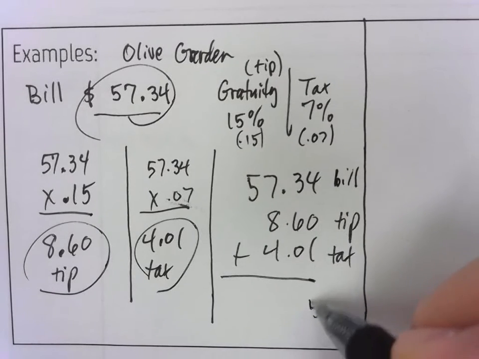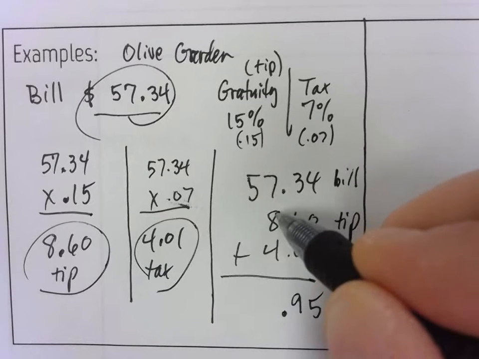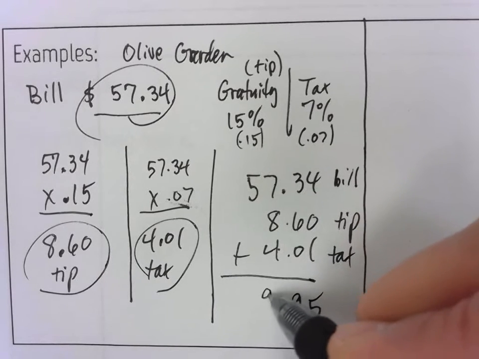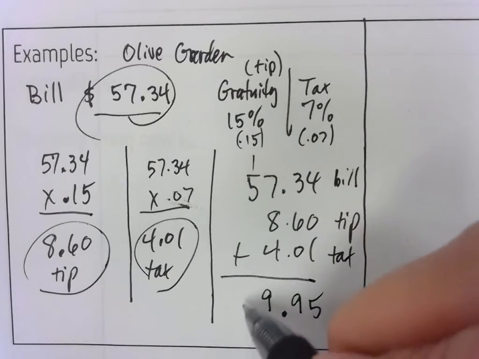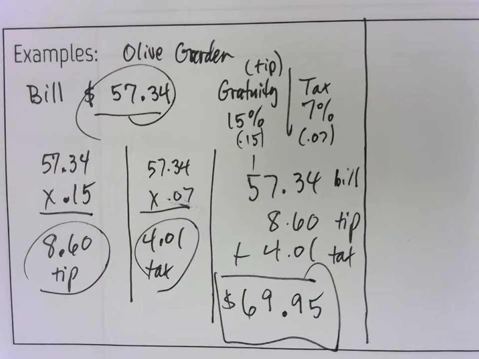4 plus 1, of course, is 5. 3 plus 6 is 9, so that's 95 cents. 7 plus 8 is 15, plus 4 is 19. Carry the 1, so that'd be $69.95 would be my total for my bill at Olive Garden. All right, soldier, that's how that works.